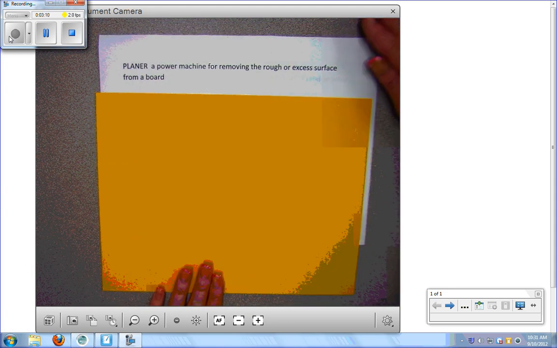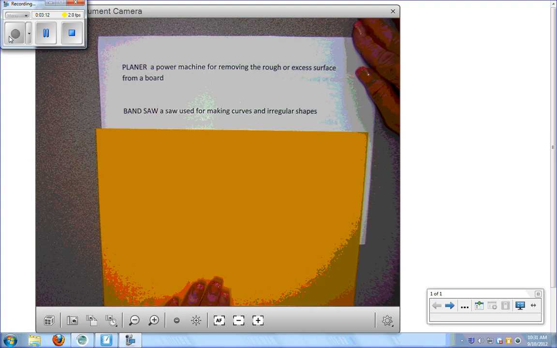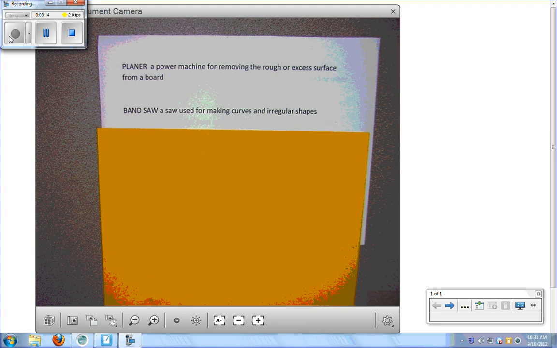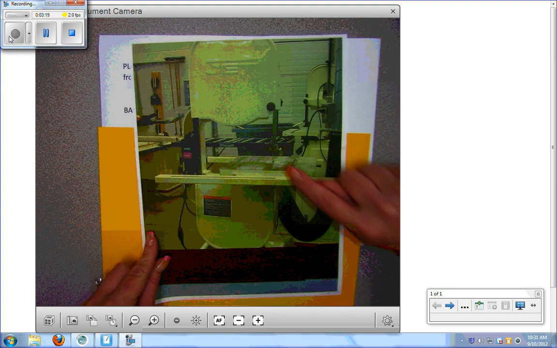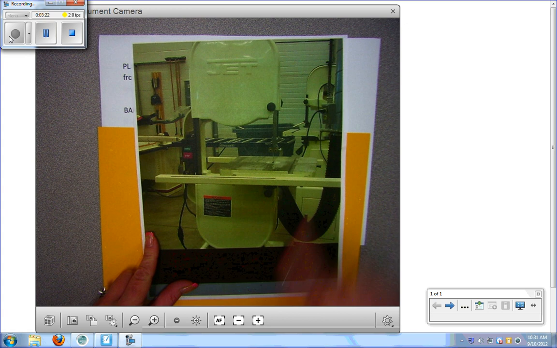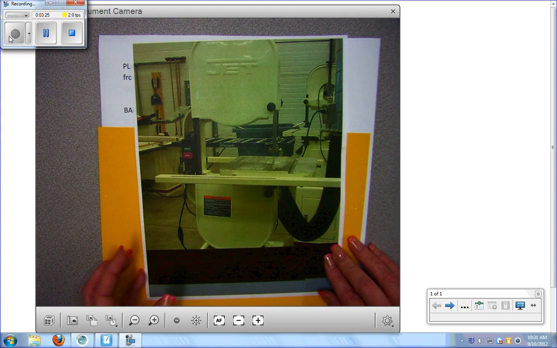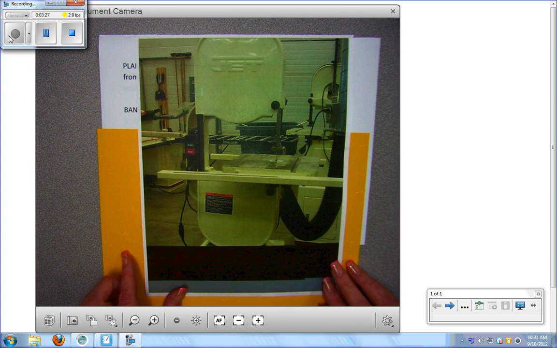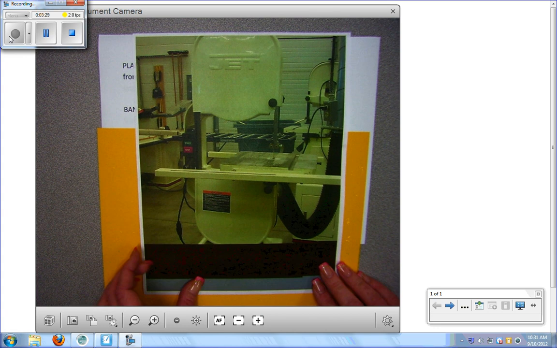All right. Next vocabulary word is the bandsaw. A bandsaw is used for making curves or irregular shapes. All right, this is our bandsaw. We have a continuous blade that goes all the way around, and you can put your wood inside of there and you can cut different shapes out. This is not best for cutting straight edges. That's why we have a miter saw or a table saw.